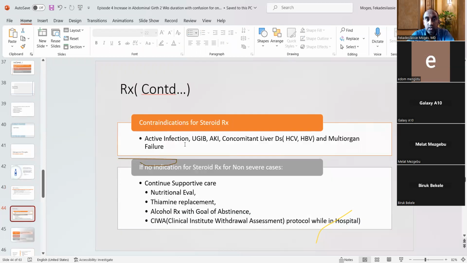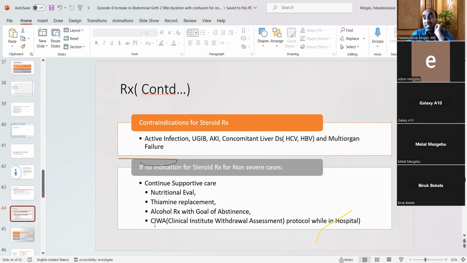Contraindications for steroid: acute infection, upper GI bleeding, AKI, concomitant liver disease with hepatitis C, hepatitis B, or multi-organ failure are contraindications for steroid treatment. If no indication for steroid treatment or non-severe cases, just continue supportive care. That includes nutritional evaluation, thiamine replacement, alcohol treatment with goal of abstinence, and CIWA protocol.